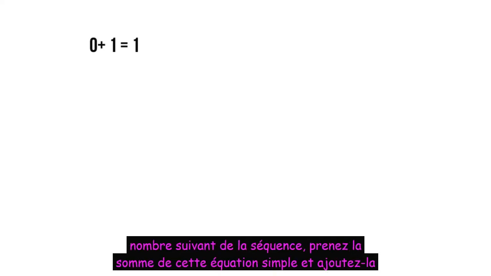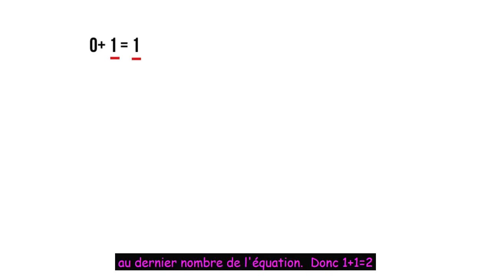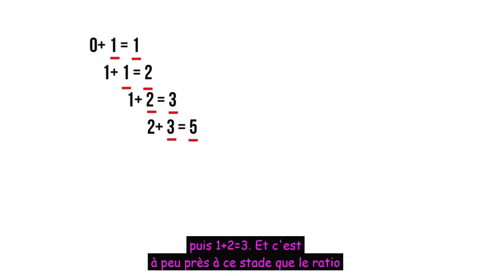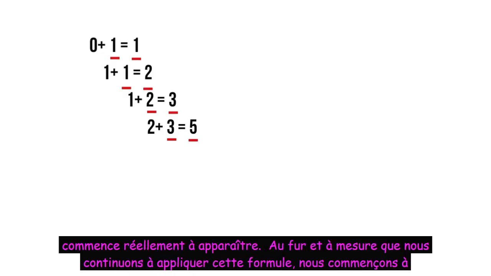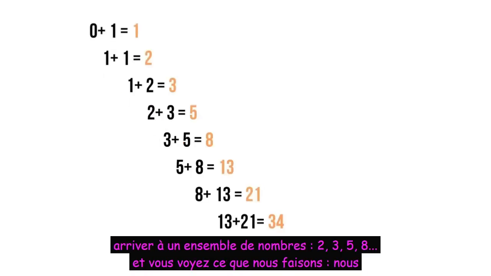And now to get to the next number in the sequence, you take the sum of that simple equation and add it to the last number in the equation. So 1 plus 1 equals 2, and then 1 plus 2 equals 3. And it's around this point that the ratio actually starts showing up. And as we continue to do this formula, we start arriving at a set of numbers. So 2, 3, 5, 8.